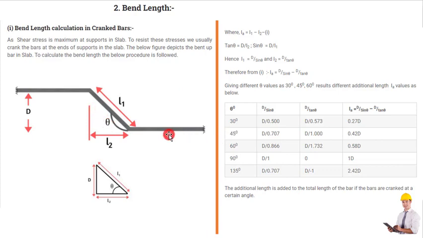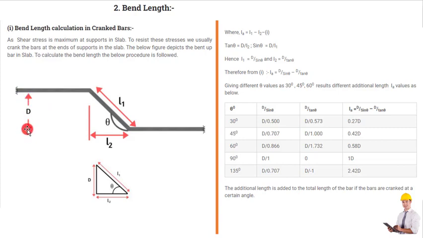It depends upon the angle at which the bar has been bent. If it is bent at 30 degrees, then the additional length will be 0.27 times D. Sorry, this is an important point: this D is not the diameter of the bar. This is the depth.